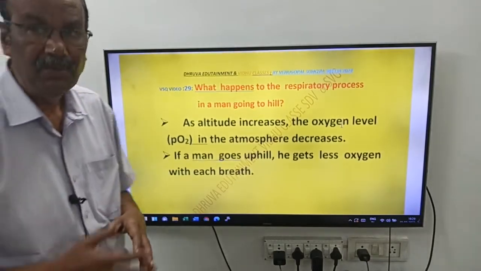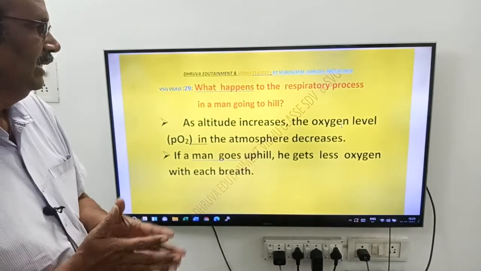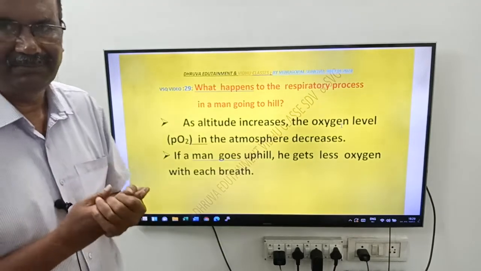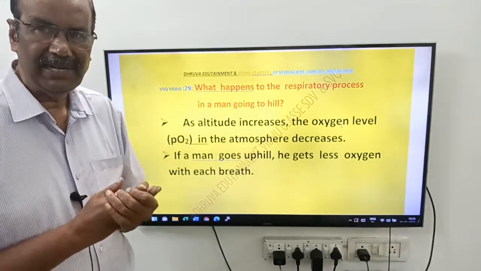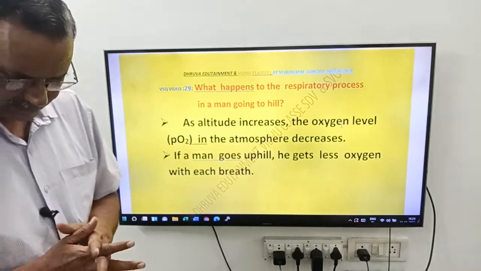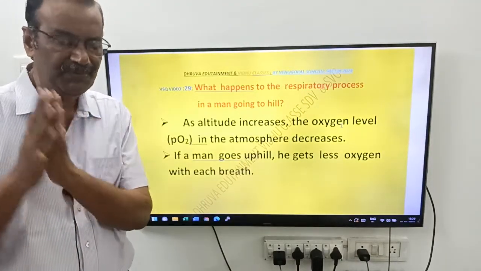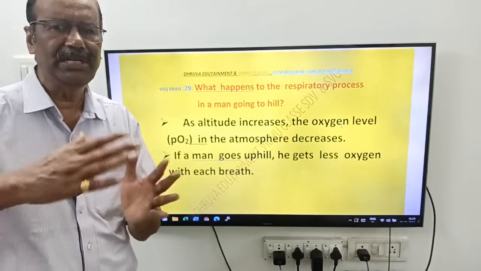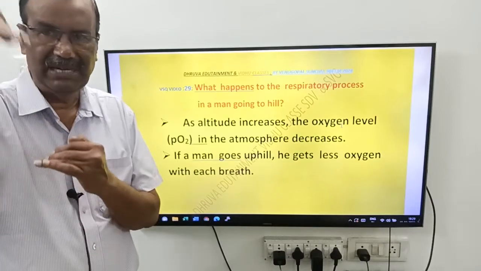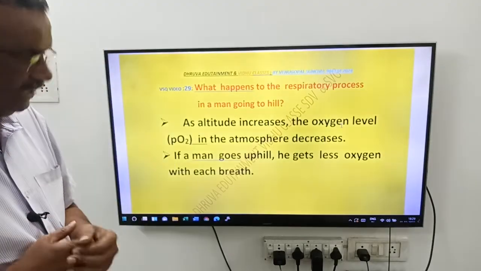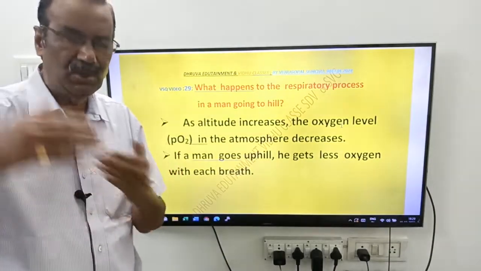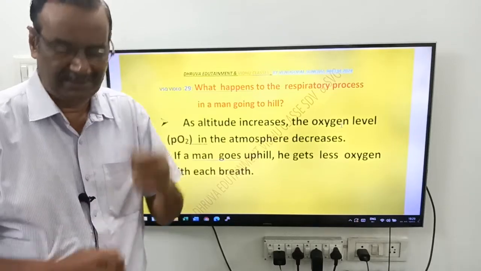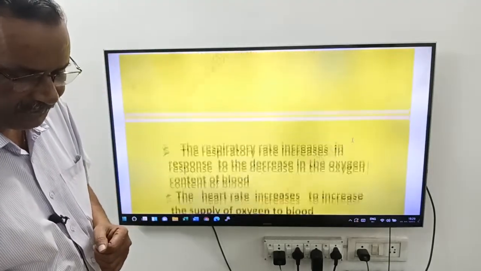Once again, see, friends, what happens to the respiratory processes in a man going to hill? Answer, friends: as altitude increases, the oxygen level or partial pressure of oxygen in the atmosphere decreases. You have to write, as altitude increases, oxygen level decreases, friends. Due to this, what happens, friends? If a man goes uphill, he gets less oxygen with each breath.